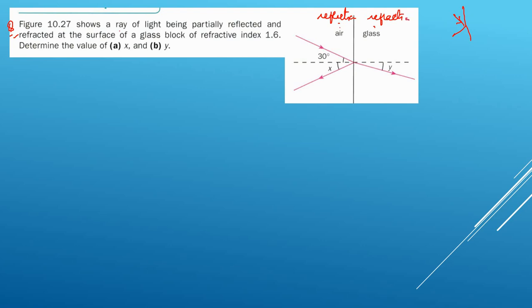Now in reflection, you know that the angle of incidence is equal to the angle of reflection. It means if it is 30 degree, x will also be 30 degree. So part A is done.